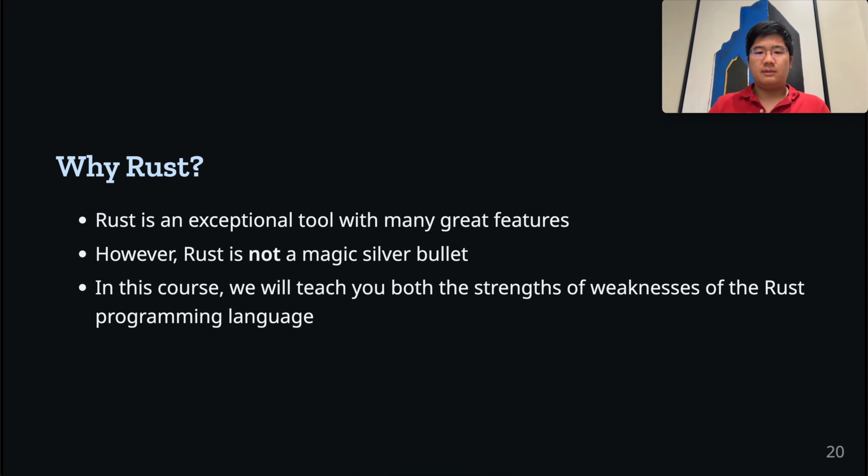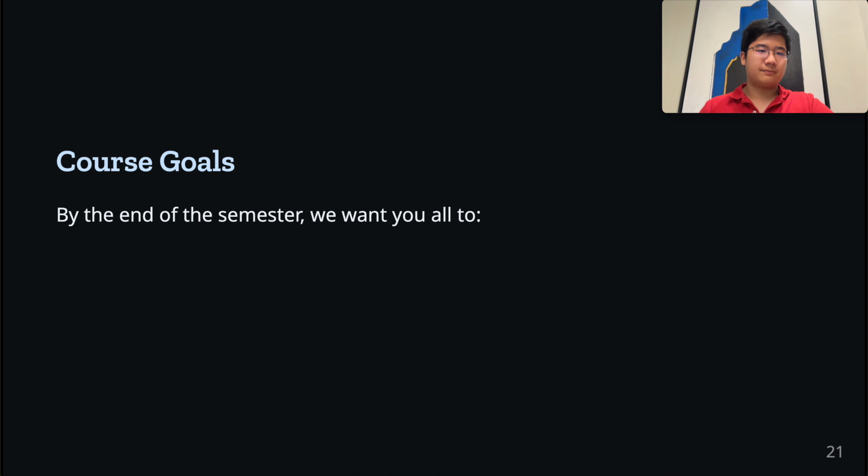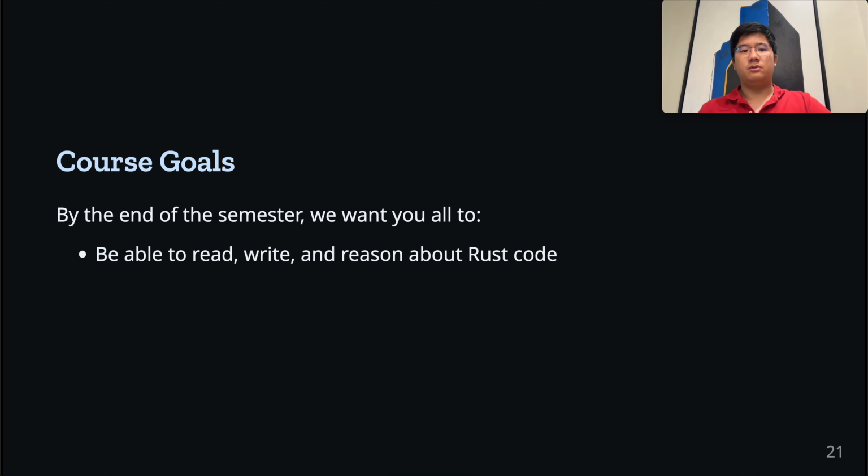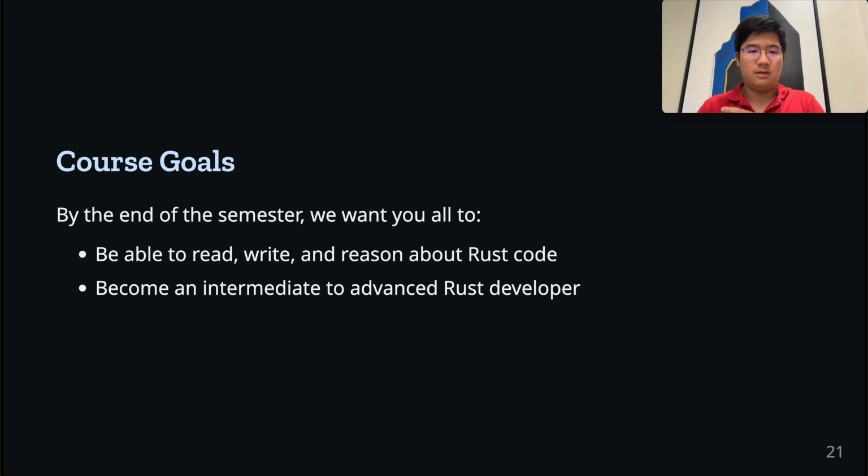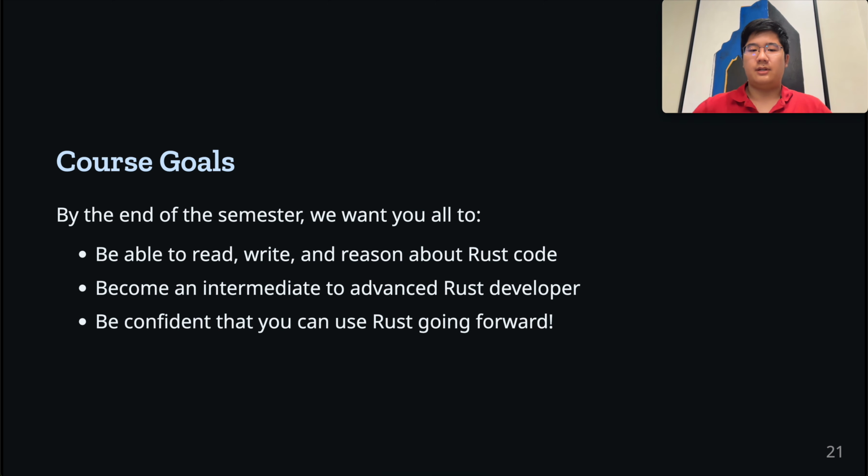So in this course, we're going to be teaching you both the strengths and the weaknesses of the language. And hopefully by the end of the semester, you'll be able to explain to someone else who doesn't know as much about Rust as you will, what these trade-offs are. So more specifically, what are the course goals? By the end of the semester, we want you all to be able to read, write, and reason about Rust code. We want you to become an intermediate to advanced Rust developer and be generally confident that you can use Rust going forward. When we say use Rust, we mean go work at a company and write Rust code for them, or work on an open source Rust project, things like that.